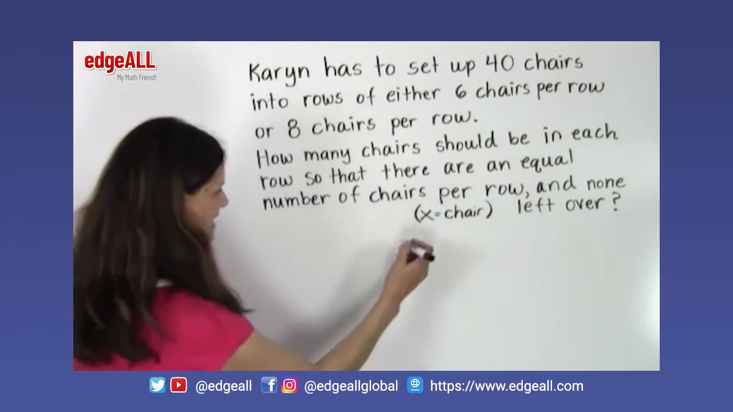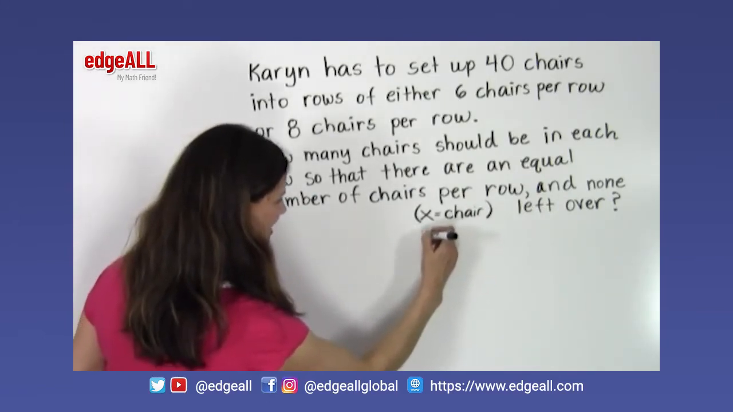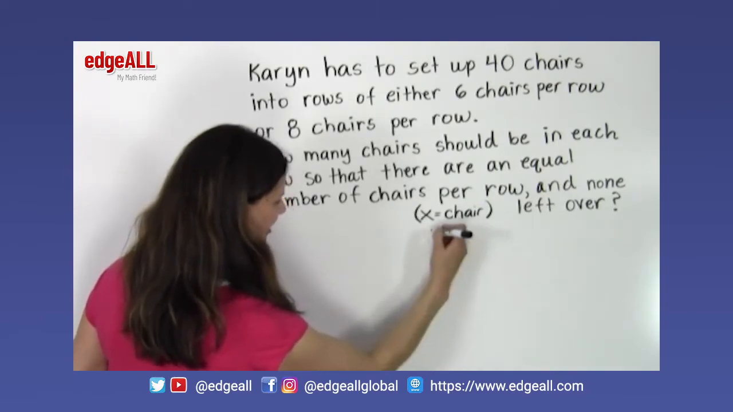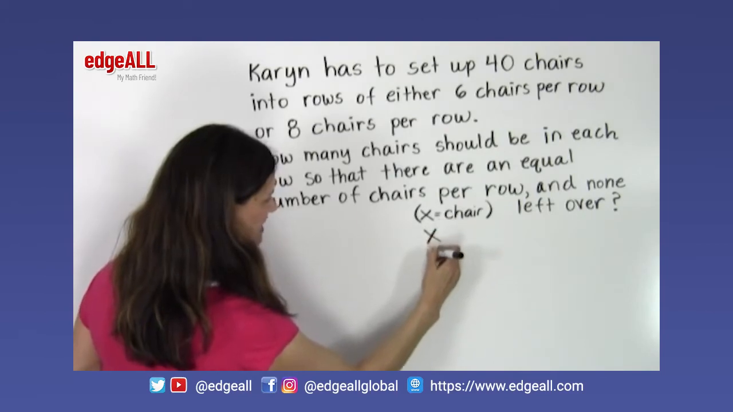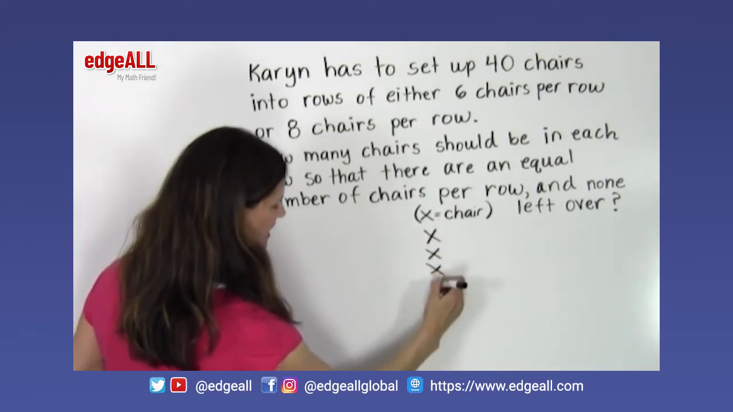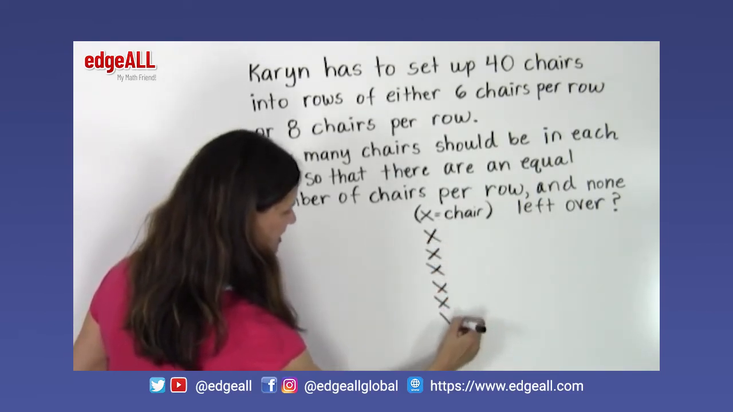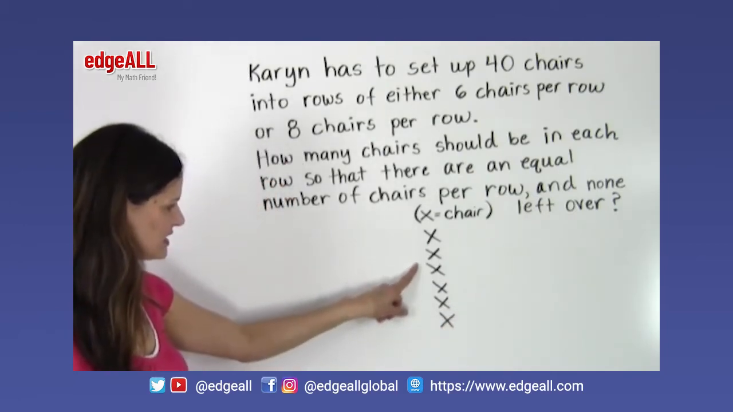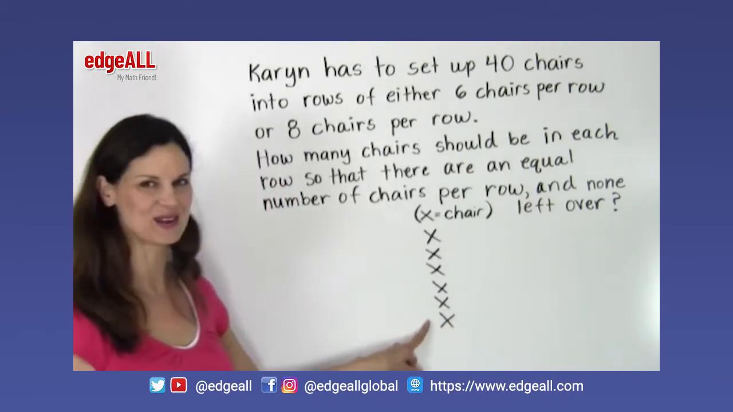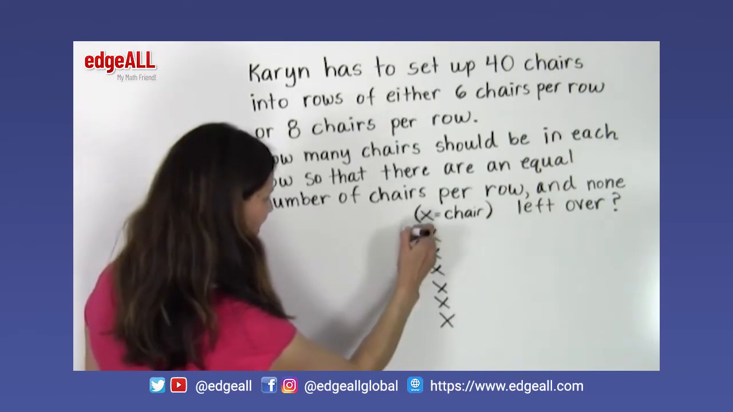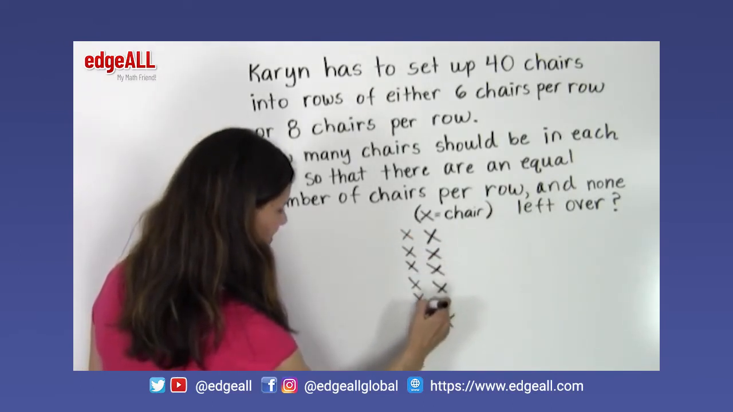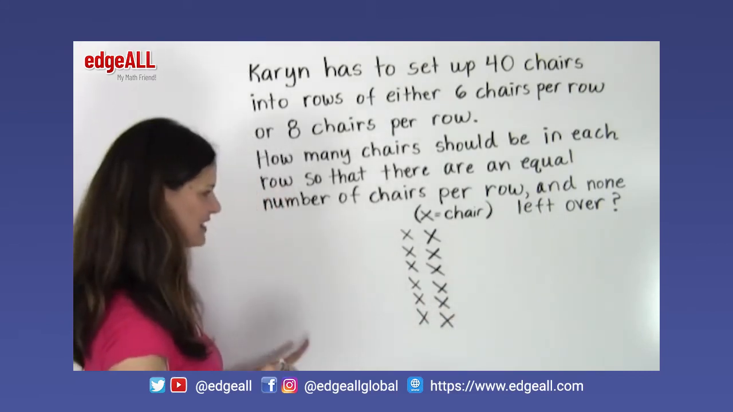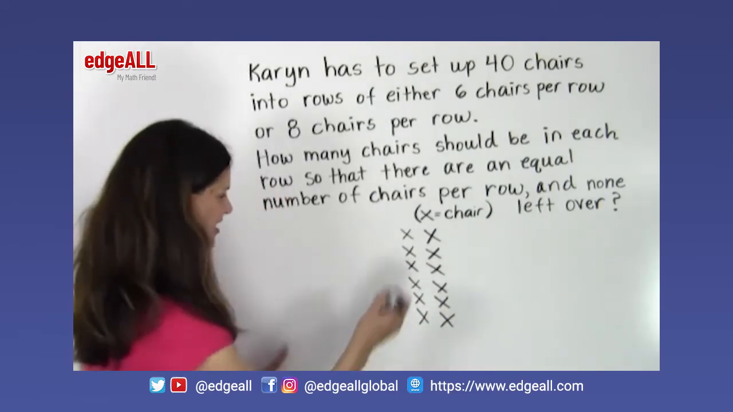So if I start with these X's being my chairs, let's say that this is the front here and this is going to be our first row of chairs. So we want 6 per row. So I'm going to do 6 chairs in my first row. 1, 2, 3, 4, 5, 6. So far I'm at 6. And then I'm going to do 6 more for my second row. So far I have 12 chairs.